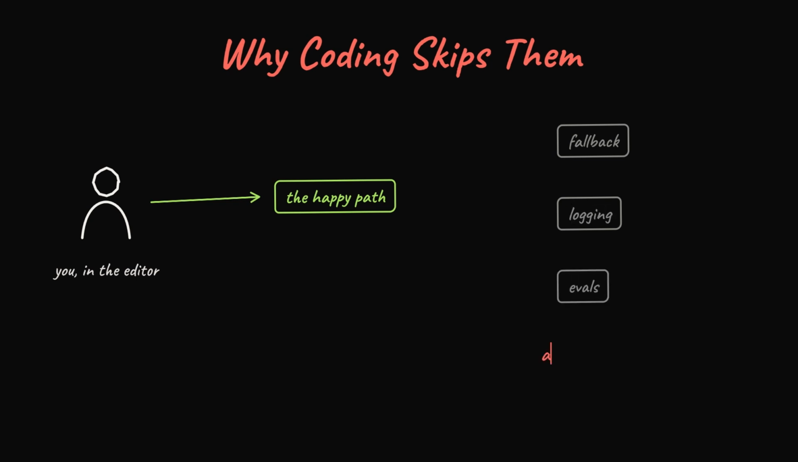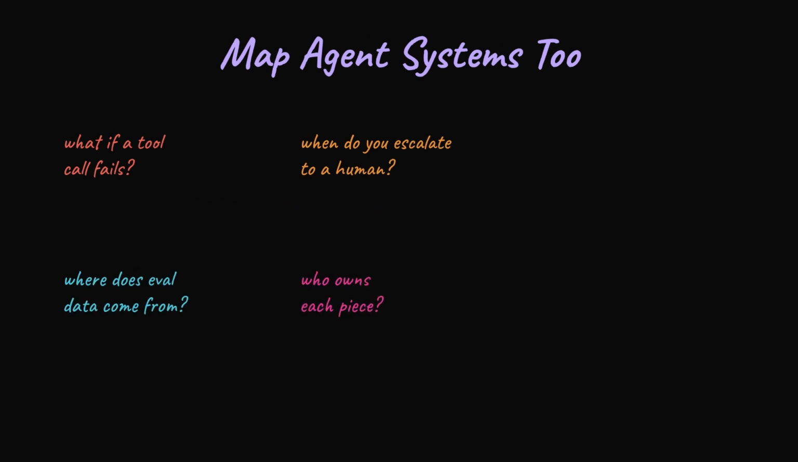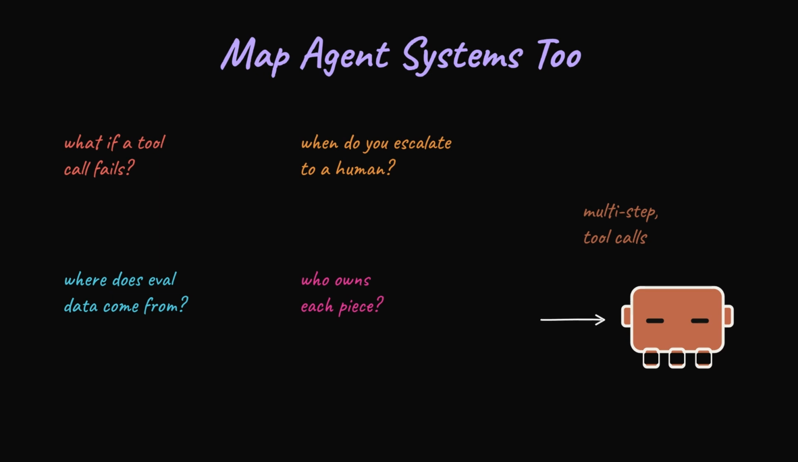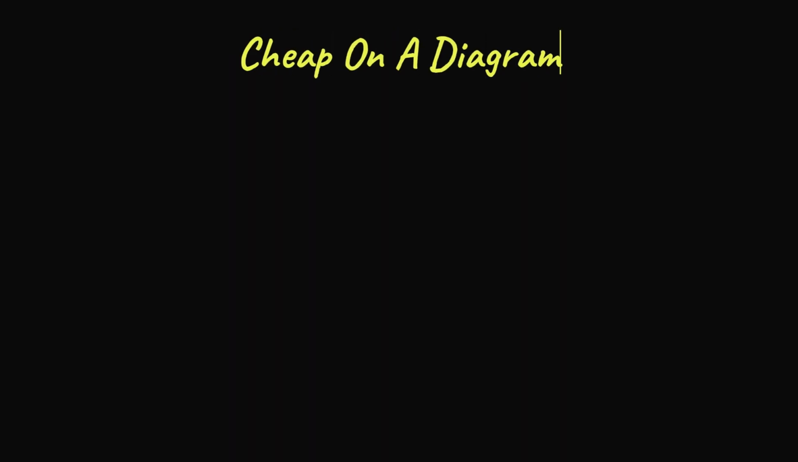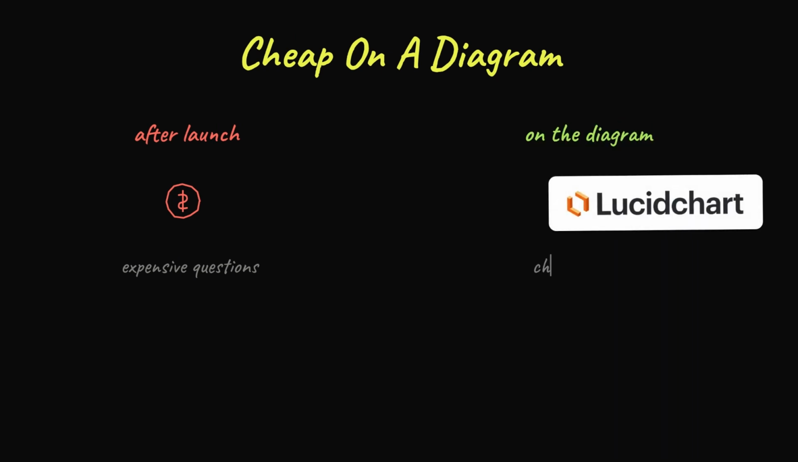If you're building anything AI related right now, especially agent-style systems with multiple steps and tool calls, I genuinely recommend mapping the workflow out before you touch code. It forces you to deal with the messy parts early. What happens when a tool call fails? When do you escalate to a human? Where does your evaluation data actually come from? And who owns each piece of the system? Those are expensive questions to answer after launch, and cheap questions to answer on a diagram.